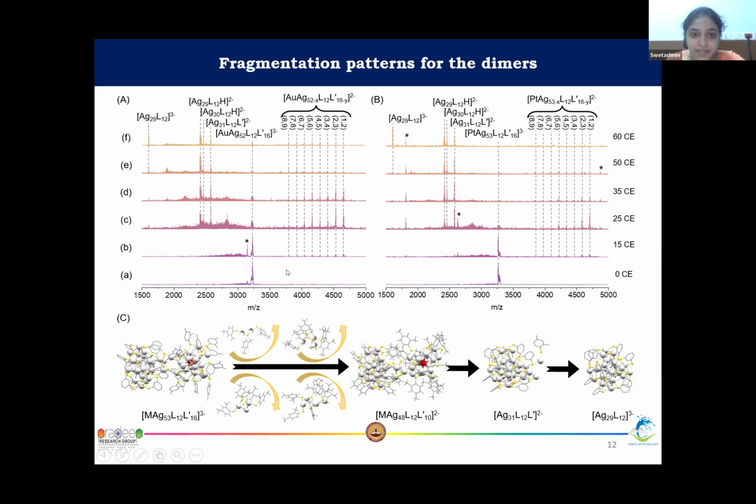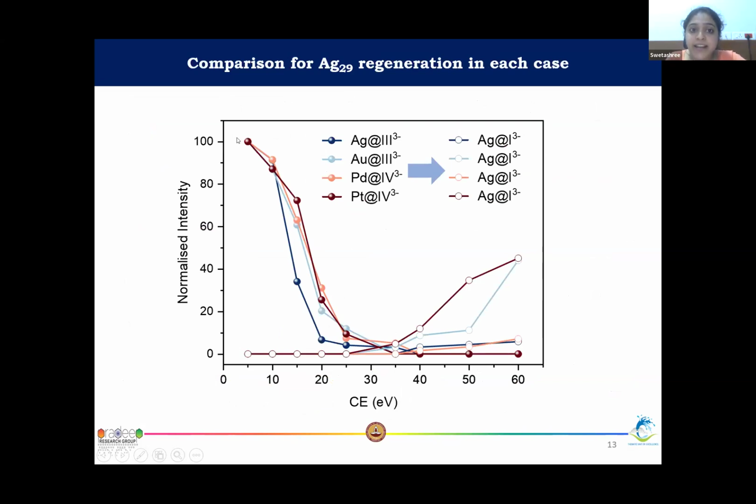So the information we get from this fragmentation pattern is that both the nanoclusters, Ag29 and the dopant cluster, remain intact during this fragmentation process, and only the Ag-DMBT fragments are lost. Then we compared the intensity of the dimer, how it varies during the fragmentation process, and compared the generation of the Ag29 nanocluster during the same fragmentation process. We observed that in the fragmentation of the gold doped dimer and platinum doped dimer, the regenerated Ag29 intensity is higher.